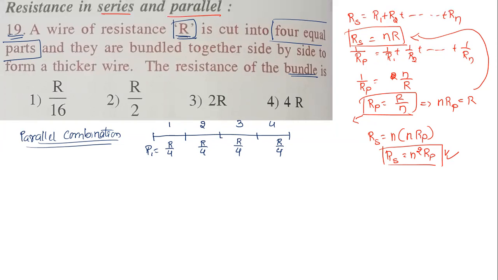They are equal, right? Then using this parallel combination formula, Rp equals what now? Each resistance is R by 4, divided by N, which is 4 parts. It will become R by 16. Answer is done. The answer is R by 16.